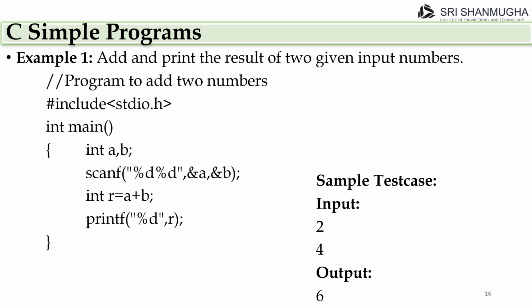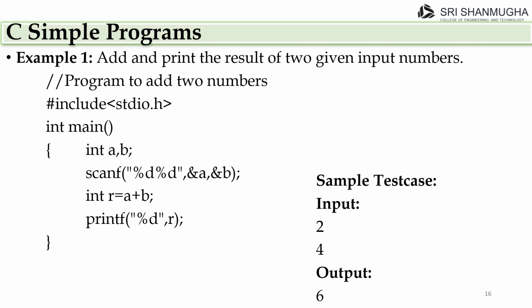This is a simple program to add two given input numbers and print the result. See, first is my header file, because I am using scanf and printf in my program, so I am including the stdio.h header file. Next is your main function. Here you check, I have declared two variables, a and b, and a third variable r. It will store the value after adding a and b.